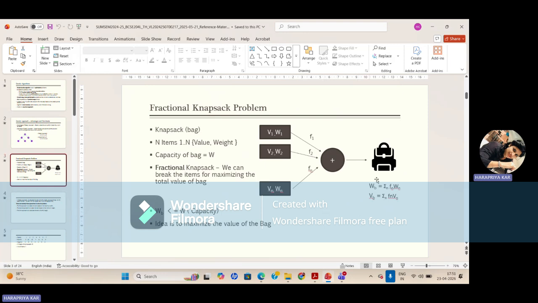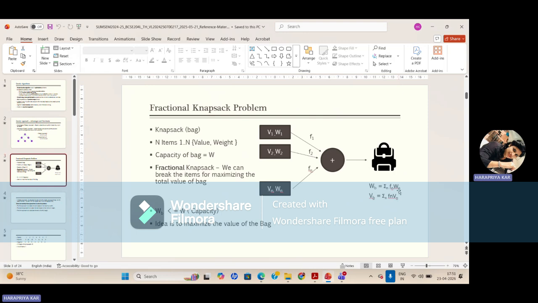W of n is what? Weight. Okay, then again the value of the bag is equal to the summation of n, f of n, okay, and again v n. So like this you have to understand this concept.